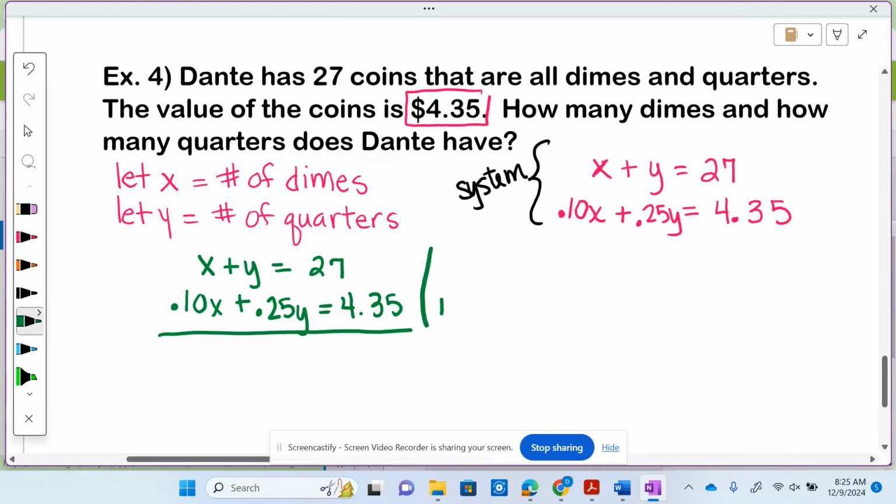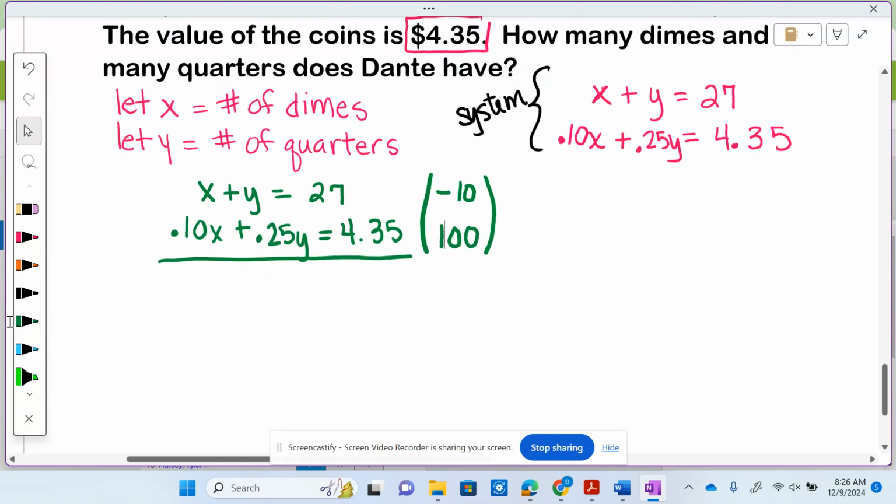So we're kind of thinking out loud for a second. We're going to multiply by 100 on the bottom equation to get rid of all of our decimals. So that would leave me with a 10x and a 25y. So what do you want to get rid of in the top? Do you guys want to eliminate x's or y's? I say we eliminate x's and we multiply the top equation by negative 10. That will let us have an opposite same number.